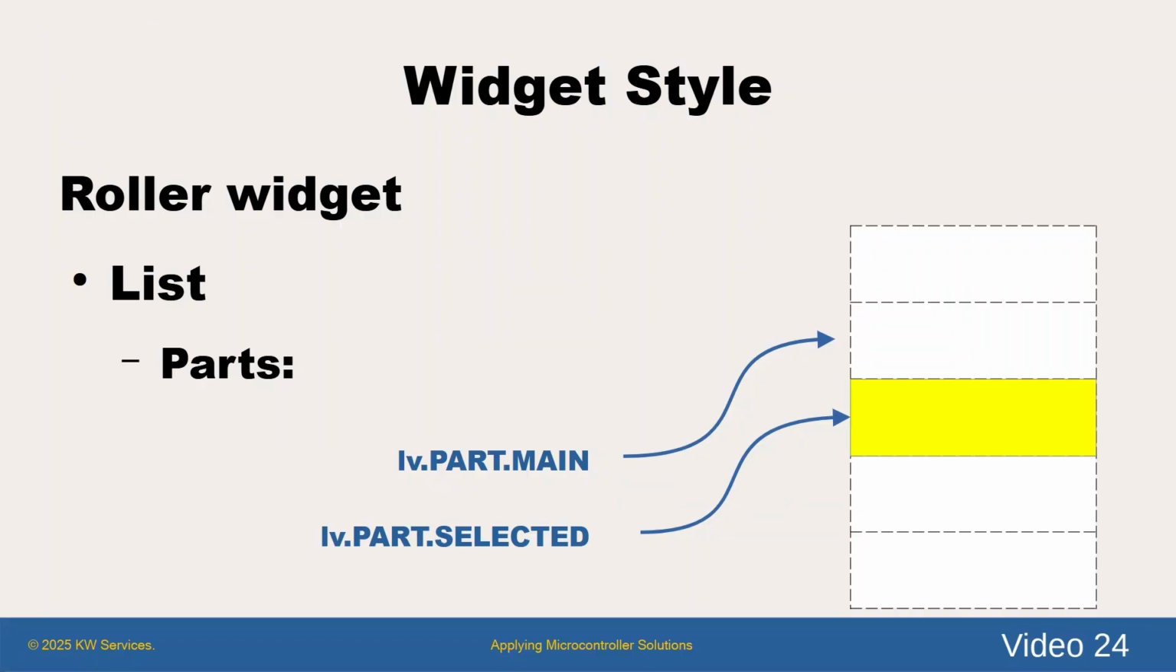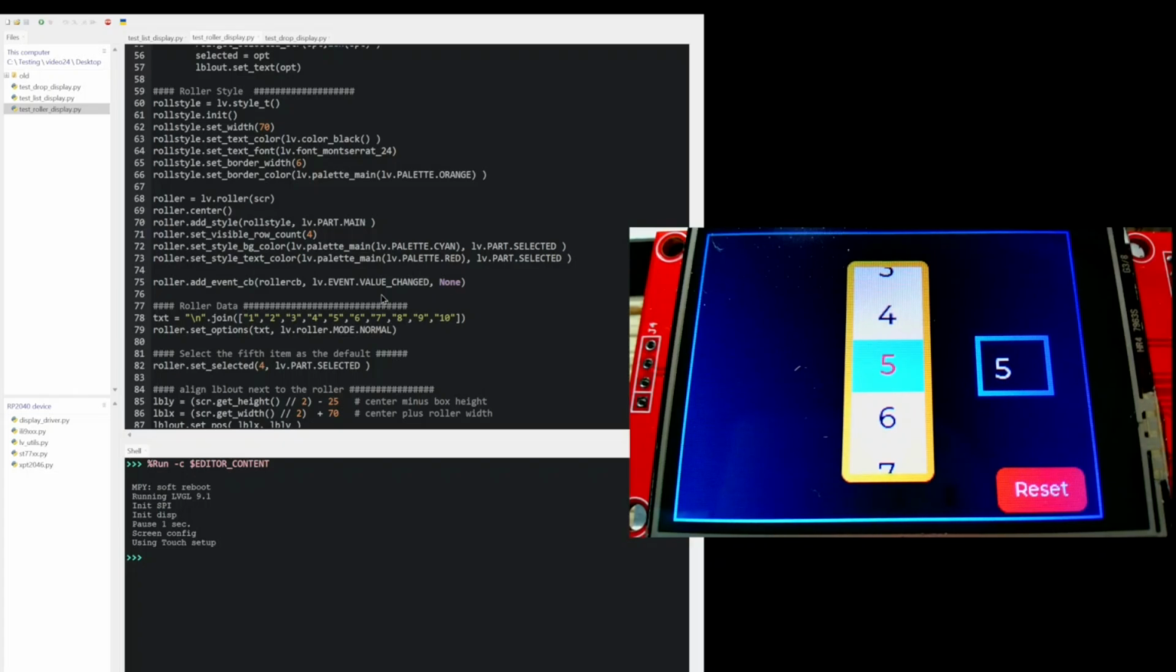So let's look briefly at styles, particularly for a roller. The roller widget is a list object with certain states and 2 LVGL parts, an LV part main and an LV part selected. Each part can have a unique style. As we stated earlier, styles affect the properties of a widget, such as location, size, and color, and so make a screen more appealing.